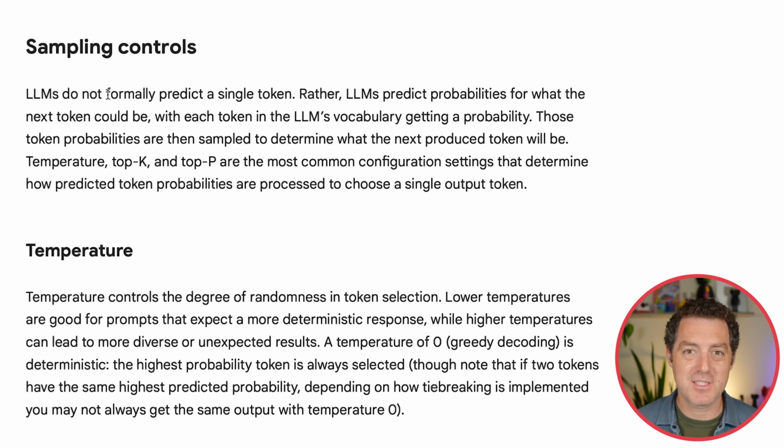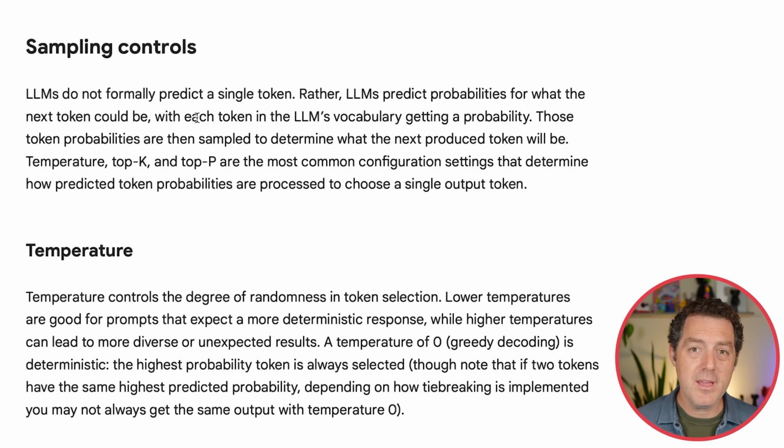Now here's the gist of how large language models predict the next token. LLMs do not formally predict a single token. Rather, LLMs predict probabilities for what the next token could be, with each token in the LLM's vocabulary getting a probability. So if you say "the cow jumped over," it doesn't just predict "moon." It'll give a probability score to every single token in its vocabulary. And the one with the highest probability is the one that you see.